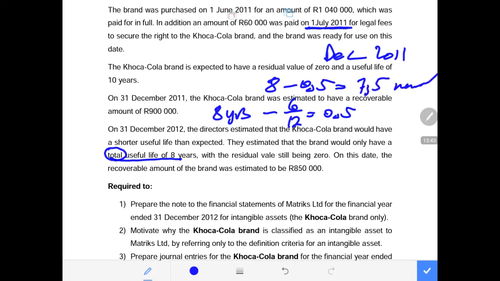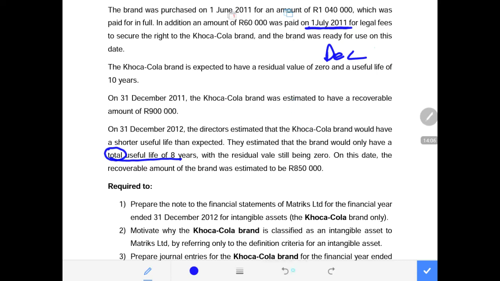So meaning in this question, they could have given us 7.5 as the remaining, not total. If they said the remaining useful life and they say 7.5, then we wouldn't have to worry about calculating the remaining because they have already given us the remaining. But in this scenario, they gave us the total of 8 years. So we needed to minus the other years from the date the asset was available for use and ready for use up to the date of the change in estimate.